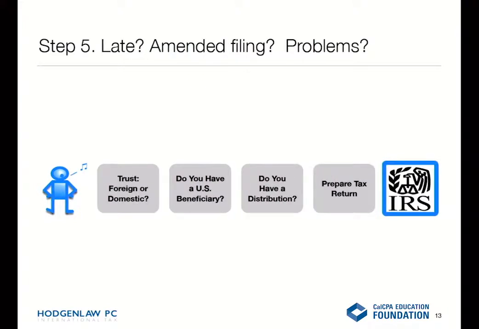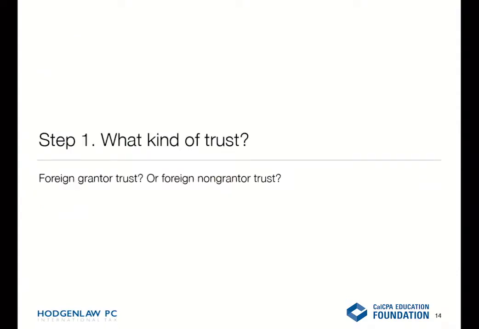Lastly, dealing with the IRS, is your form late? Is it an amended filing? Are there problems, just like the type of problems I mentioned earlier? Is there a lot of income accumulated within the trust and it'll be really costly to take it out, for example? Lastly, we'll take a look at that and some solutions to those problems. So that's the general process that you're following if you have this type of project.